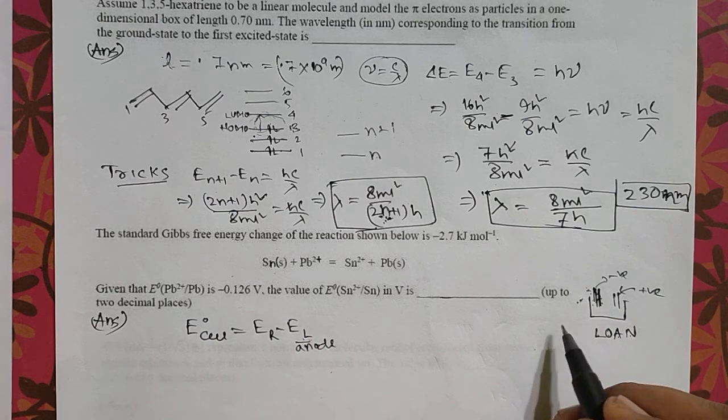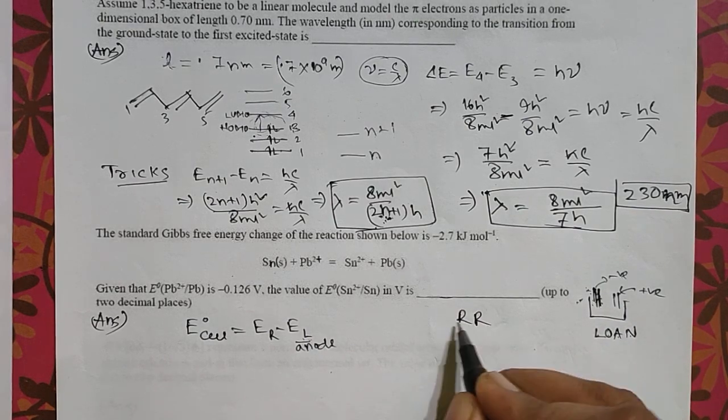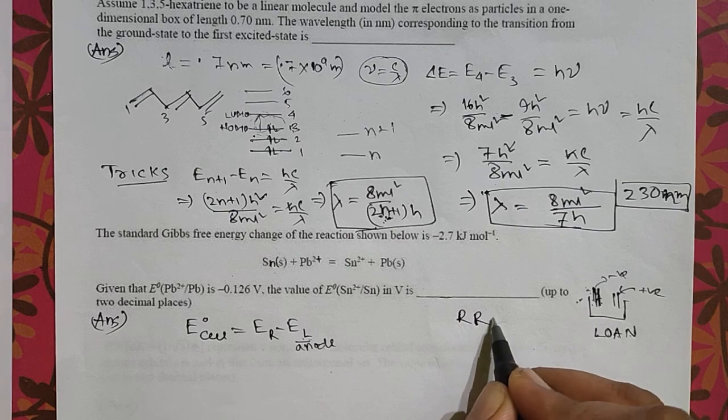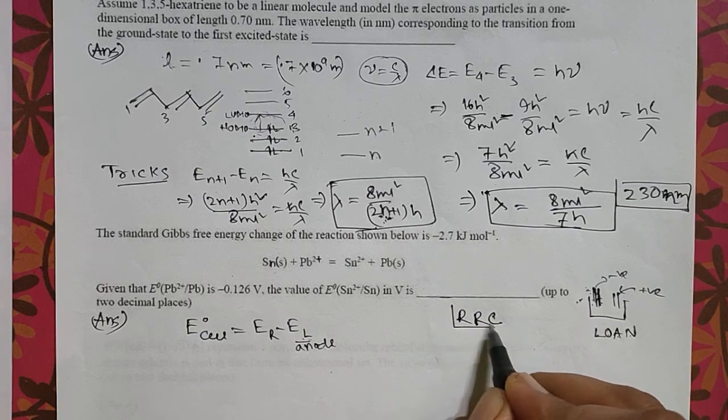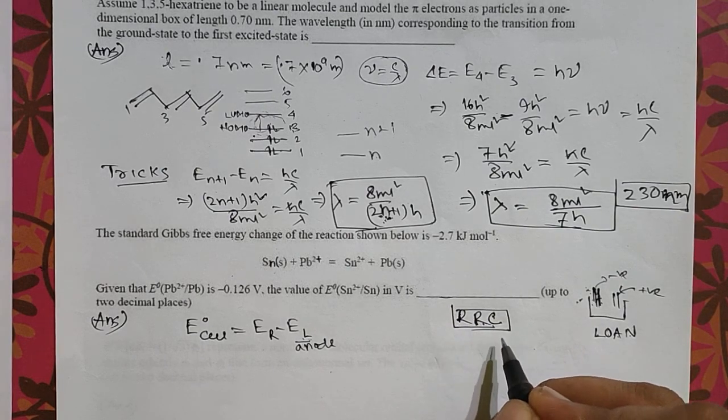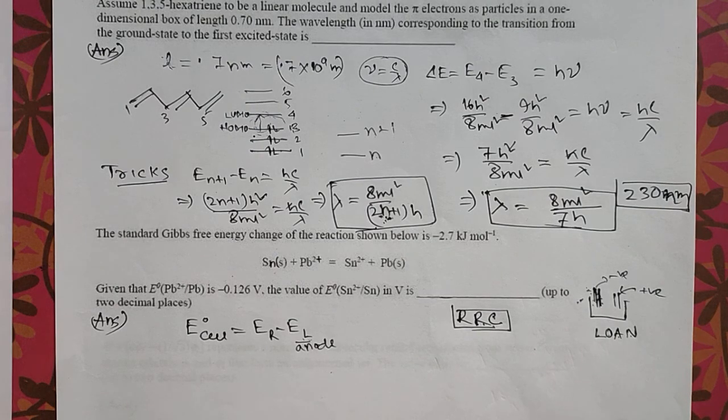Another trick you can remember is RRC: right, reduction, cathode, like Rajasthan Royals. In that way you can also remember the formula: E naught cell equals E right minus E left. E naught cell is not given directly, but it is given indirectly, and E right too. So first we have to see which one is cathode and which one is anode.